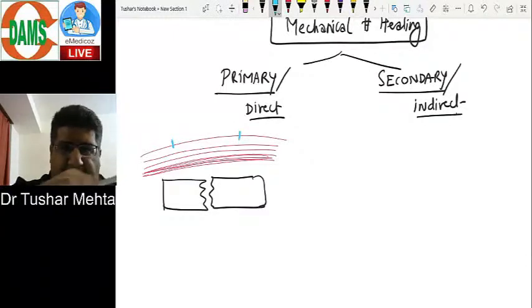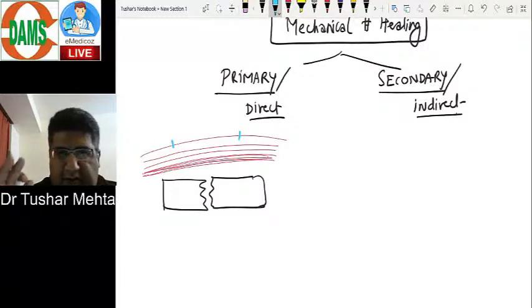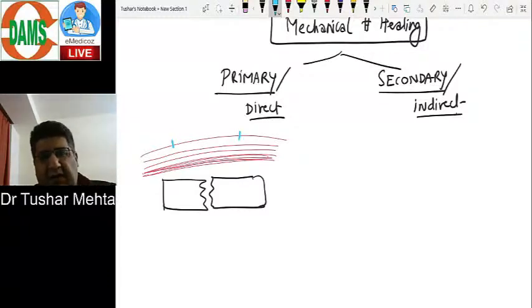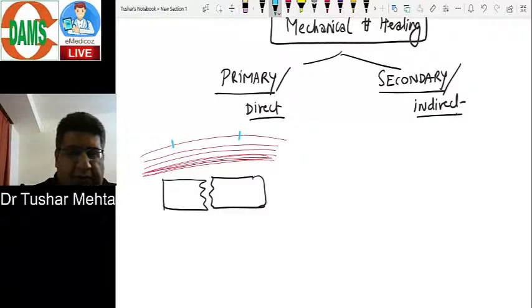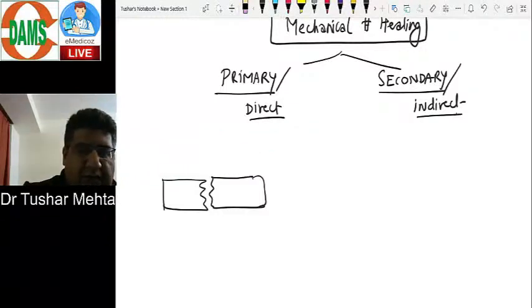Skin is cut, fascia is cut, muscle is cut. I will reflect and dissect the artery, nerve, vein, vessel. Okay, I will reach the bone. When I will reach the bone, I will bring the two fragments together.